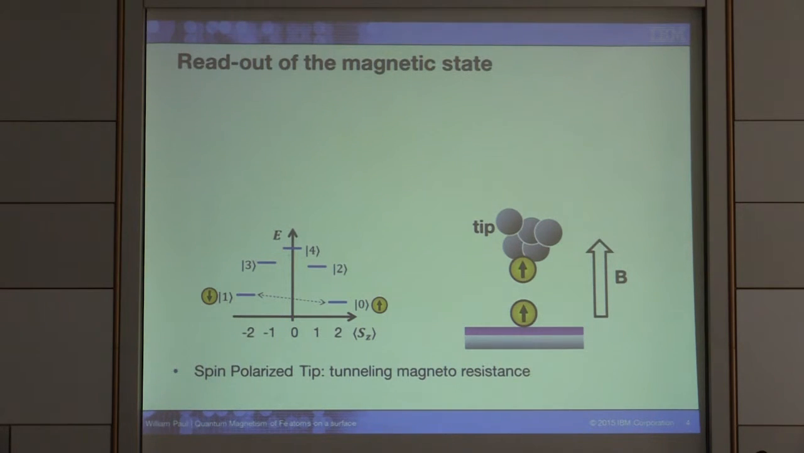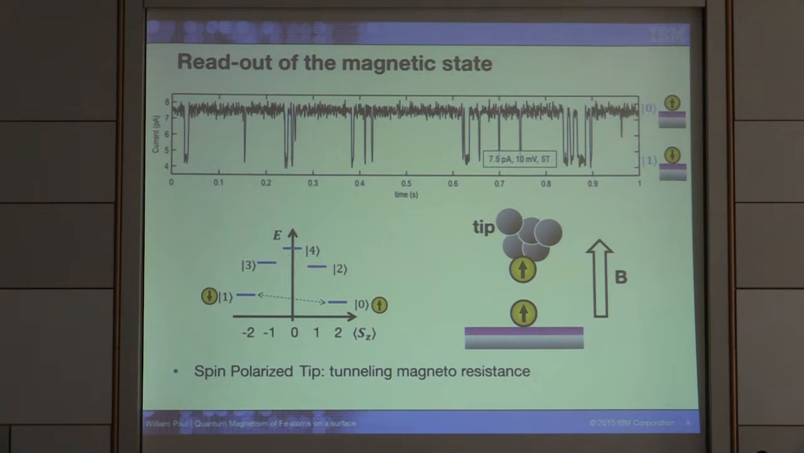Under an applied magnetic field, the states of iron split, the ground state 0 and 1 split. And so we end up with a ground state 0 and an excited state 1. Under a special set of parameters, the lifetime is actually rather long. And we can see the switching of this iron atom in 2-state noise on an oscilloscope in real time. So this is a 1-second trace. We see that at these conditions of 7.5 picoamps at 10 millivolts at 5 Tesla, we can read out the states directly. This is a bit of a special set of parameters because we'll talk about the tip distance dependence of the lifetime.